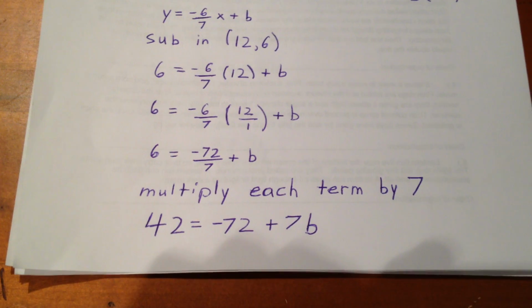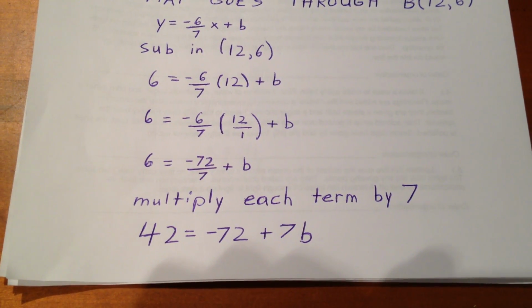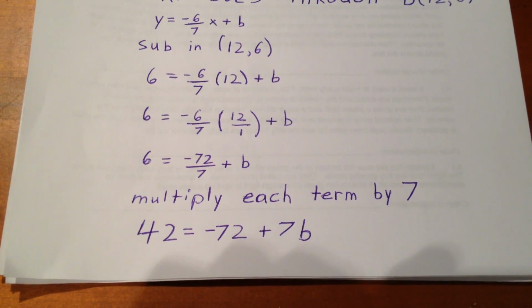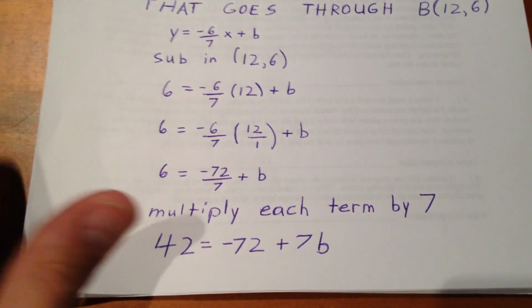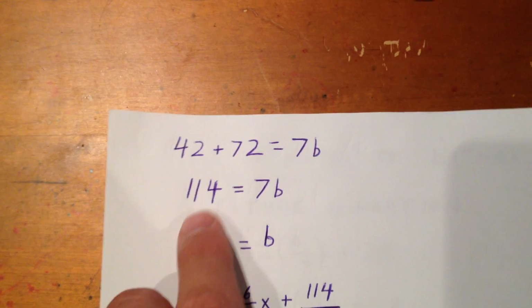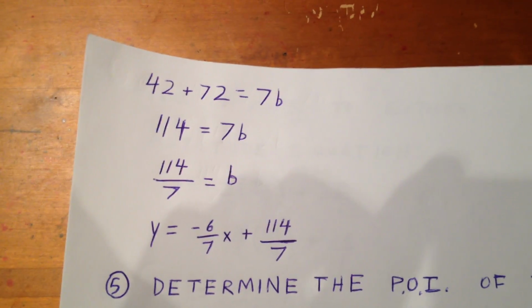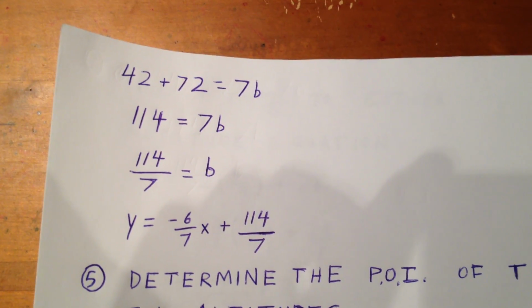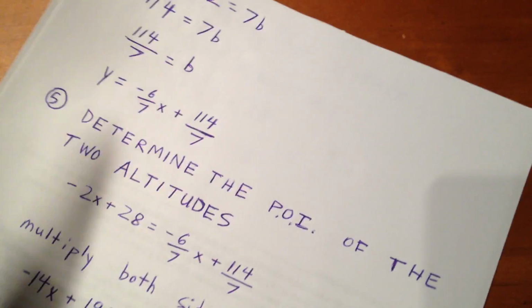Solving for b, we'll multiply each term by 7, meaning 42 will equal -72 plus 7b. Proceeding along, we'll get b is 114 over 7, which means the equation of the second altitude will be y equals -6/7 x plus 114 over 7.